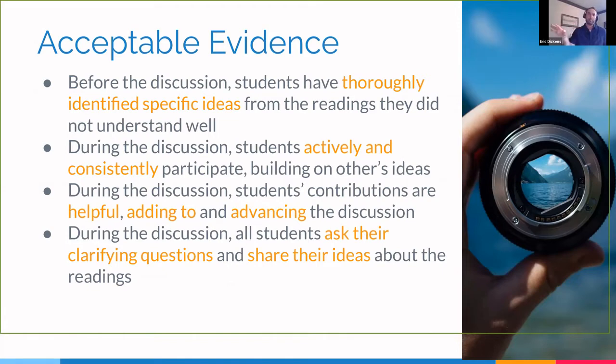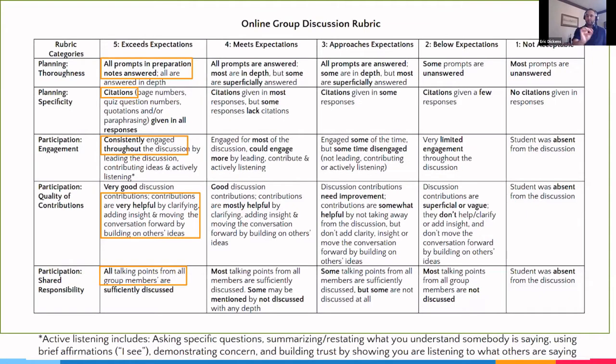And I will show this much more in a moment, but I created a form, a template for students to write down their questions that they had as they were reading. So that particular piece of evidence translates directly to the very first orange square there. Under planning thoroughness, it says all prompts in preparation notes are answered. So that helps me see that they have thoroughly thought about things that they did not understand.